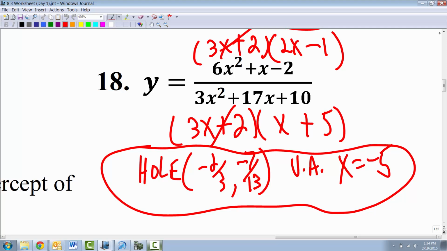So get that wax on, wax off figured out on the front of this worksheet. On the back, go ahead and graph those two. That should not be an issue.